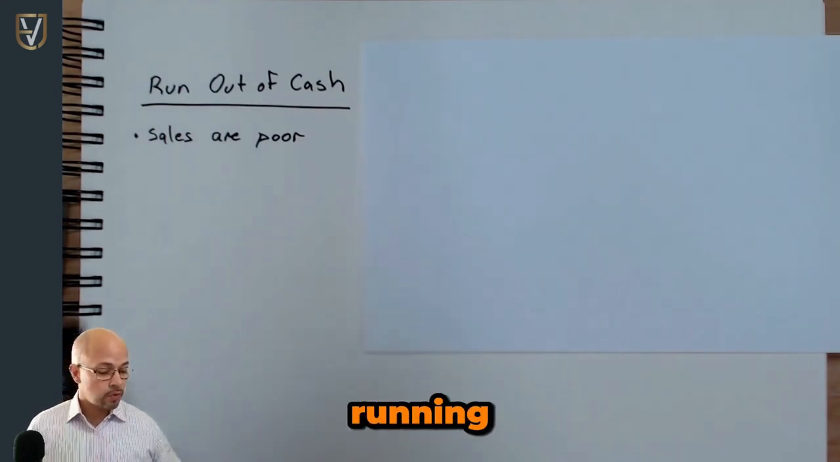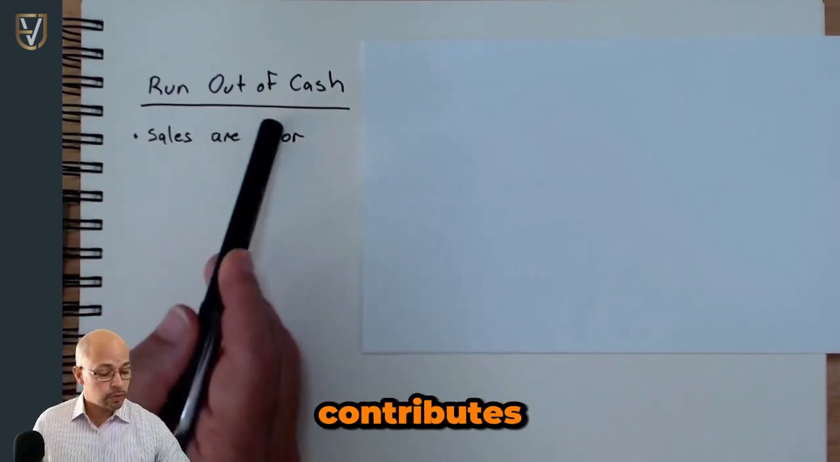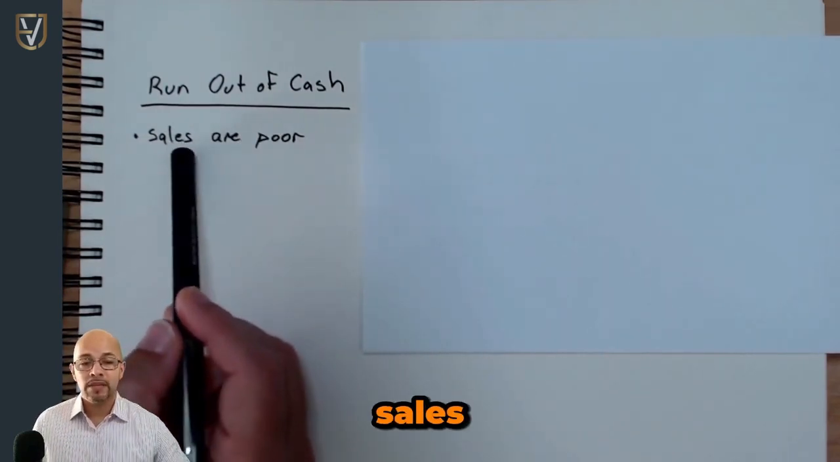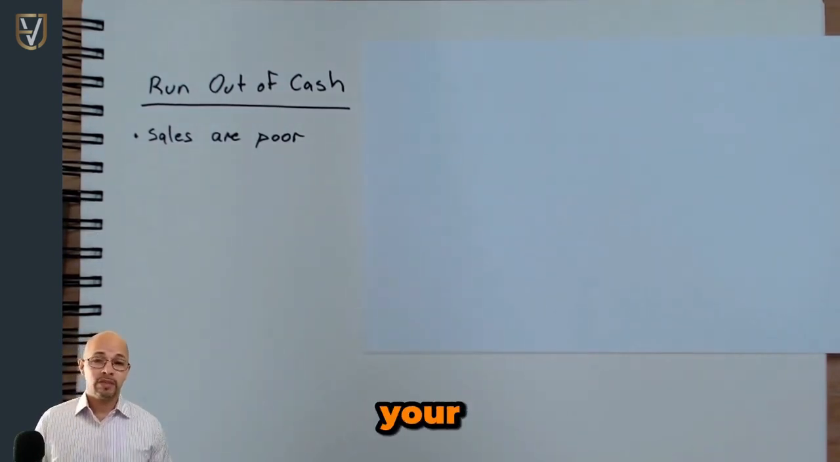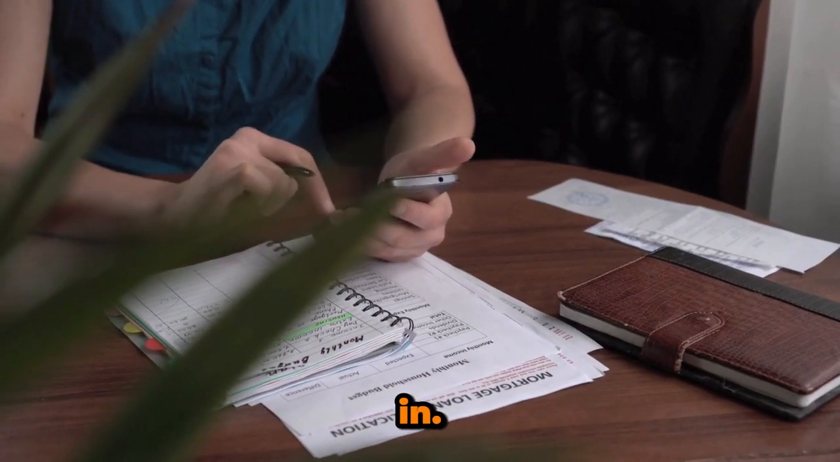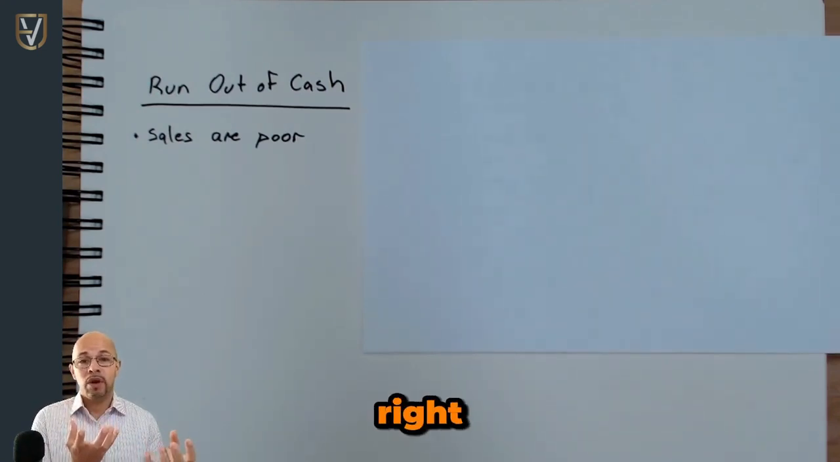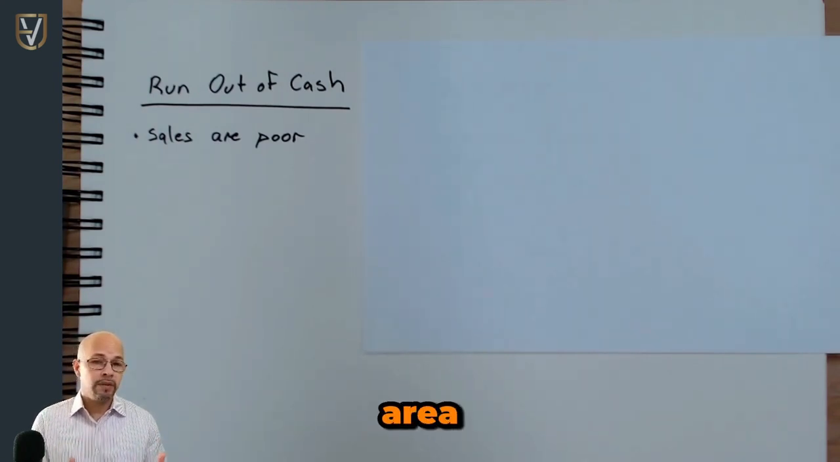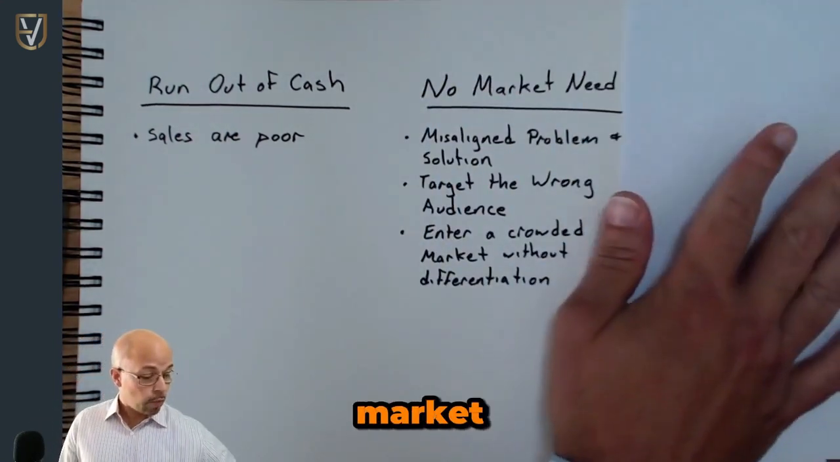So in regards to running out of cash, I would say one of the factors that contributes to that is that there's not enough sales happening. In other words, sales is poor. Running out of cash essentially means the expenses are way higher than the revenue that is coming in. If the business was generating enough revenue at the right speed, then this wouldn't be a concern. So this is an area that we're going to explore as to what drives higher revenue. The next reason is no market need.